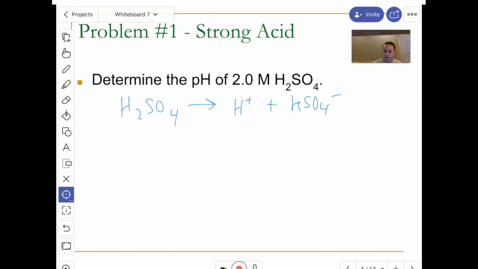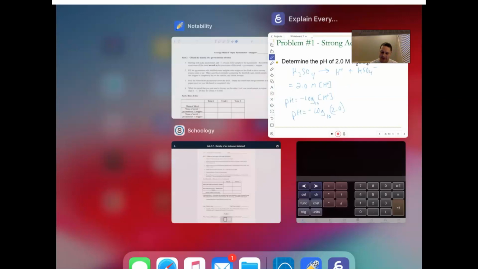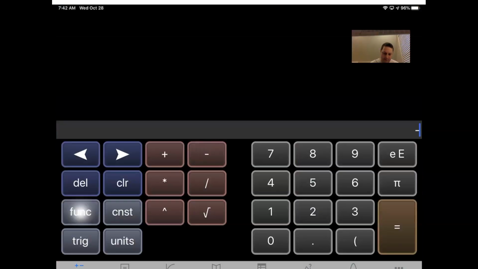So anyway, 2 molar sulfuric acid is exactly the same as saying 2.0 molar hydrogen ion concentration. So what I do for this is I use pH equals the negative log of the hydrogen ion concentration. pH is going to equal negative log, and when I'm saying log, I mean base 10 here, of 2.0. And let's just see what I end up getting. I'll switch to my EduCalc here. Negative function log base 10 of 2.